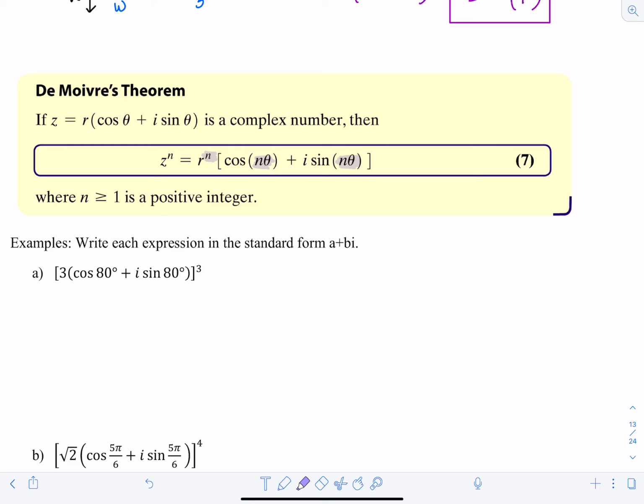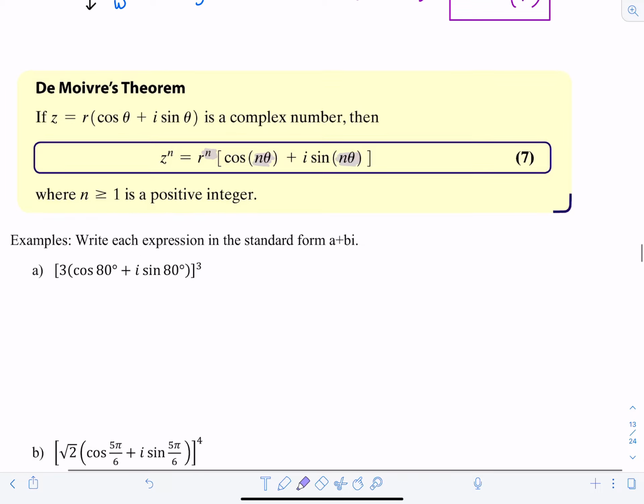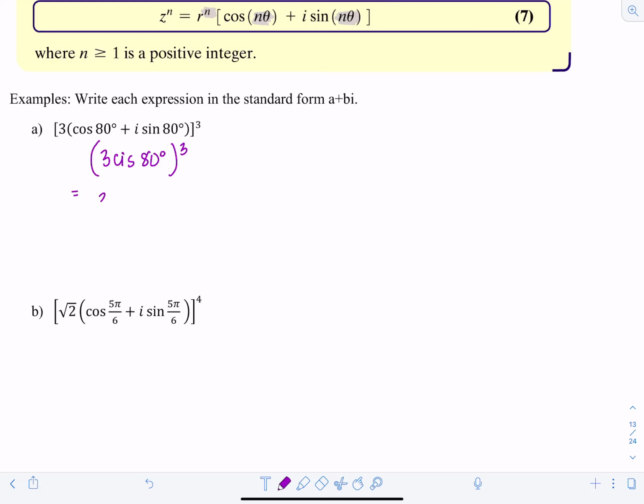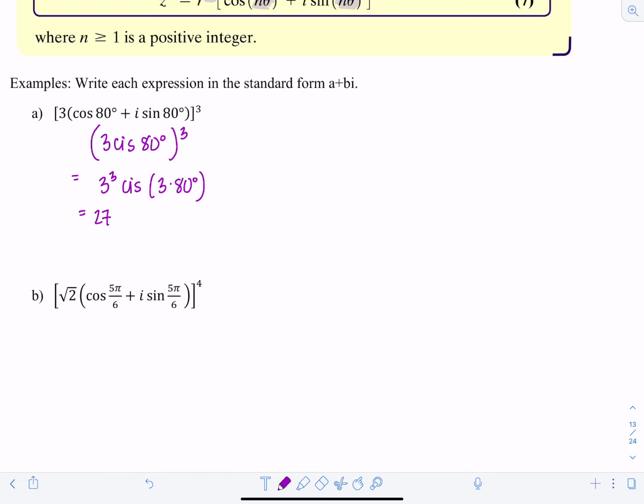Okay, so here's some examples. Write each expression in the standard form a plus bi. So what we're going to do is use DeMoivre's theorem. I'm not going to actually sit there and raise this to the third power and expand it out the long way, right? I know this is asking me to take 3 cis 80 and cube it. So by DeMoivre's theorem, I know I can just take 3 and cube it, and then I'm going to have cis of 3 times the angle, okay? And so this is going to give me 27 cis 240.